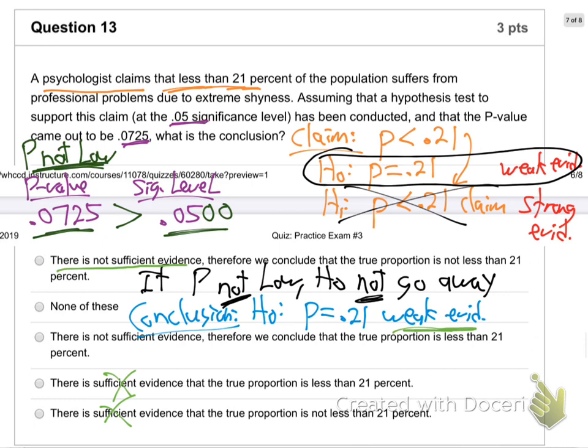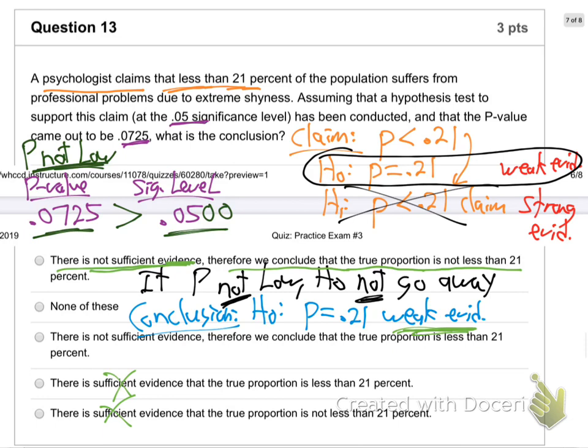That's not right, is it? It's one of those not sufficient evidence answers. Which one is it? Well, let's read on. Not sufficient evidence, weak evidence, correct. Therefore, we conclude that the true proportion is not less than 0.21. Is that true?